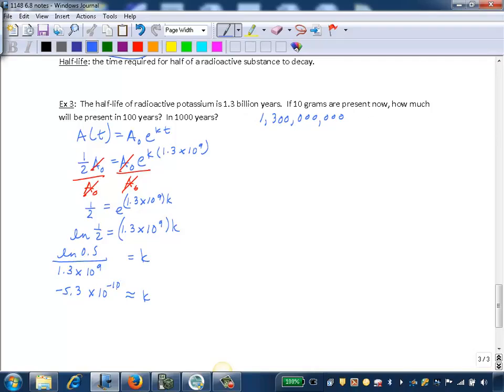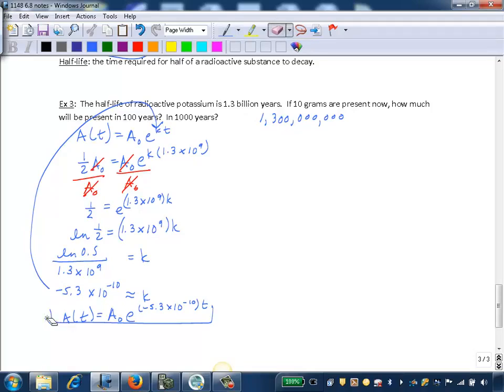So now I can take this k value and substitute it back in, because if we're going to use an exponential growth or decay model, we have to know what k is. So if I fill that in, I'm going to have A of t equals A sub 0 times e, and now we'll fill in our k. So negative 5.3 times 10 to the negative 10 t.